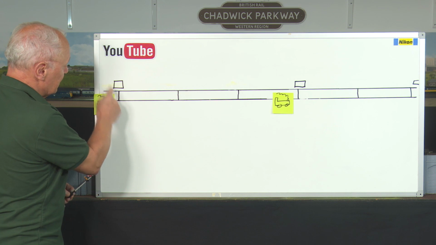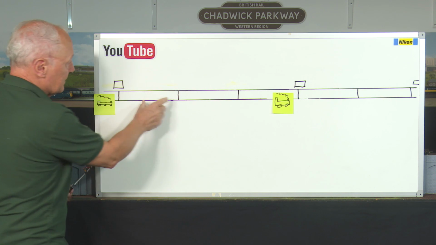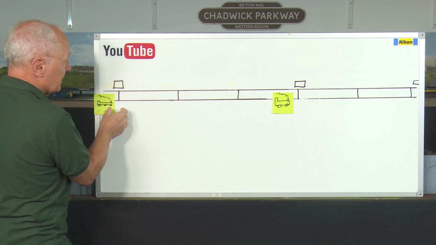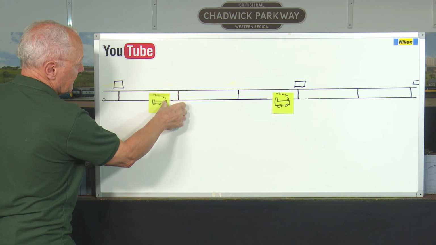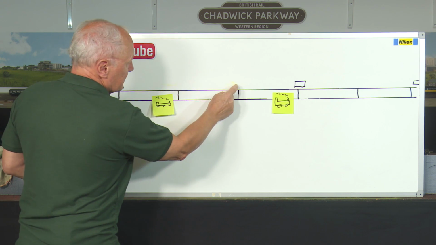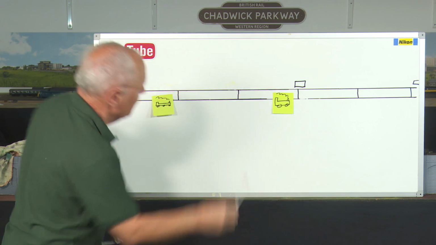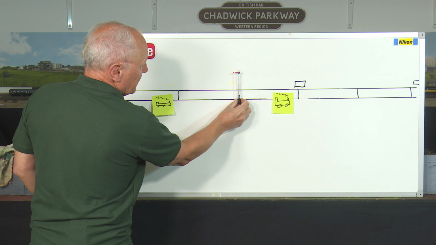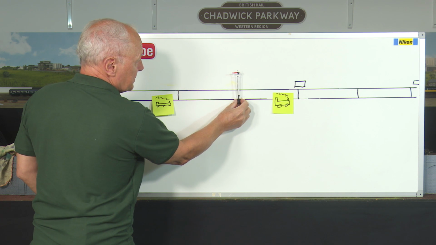Instead of keeping that one there, actually the blocks are vacant, so this train can progress on. But now it can go into this block, but not into this block, because that block there will be occupied, therefore it will have a stop sign.